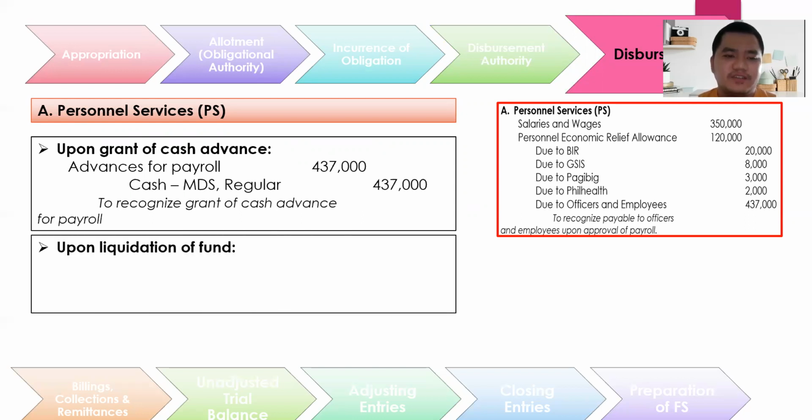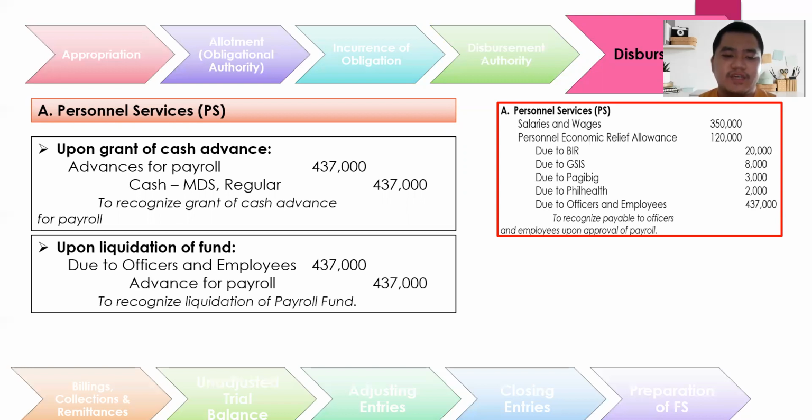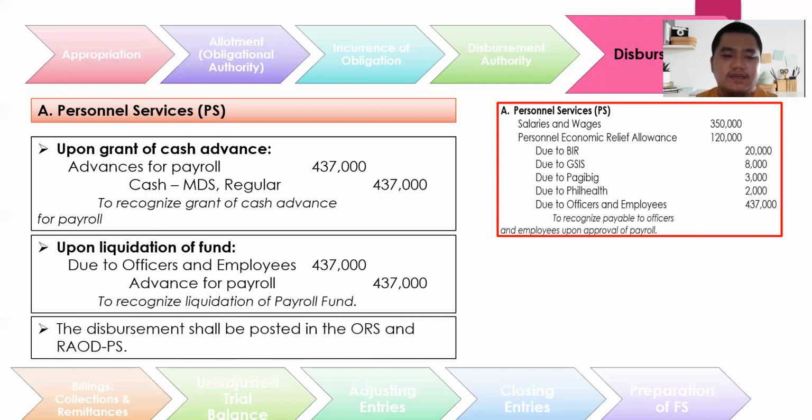Then upon liquidation of funds, once it is distributed to the officers and employees, the accounting entry will be as follows. First, we have due to officers and employees for 437,000 pesos, and advances for payroll credit 437,000 pesos. That is to recognize liquidation of the payroll fund. Now, the disbursement shall be posted also in the ORS, so the ORS will be updated to show that these obligations are now paid. And of course, the same will be posted to RAOD PS.